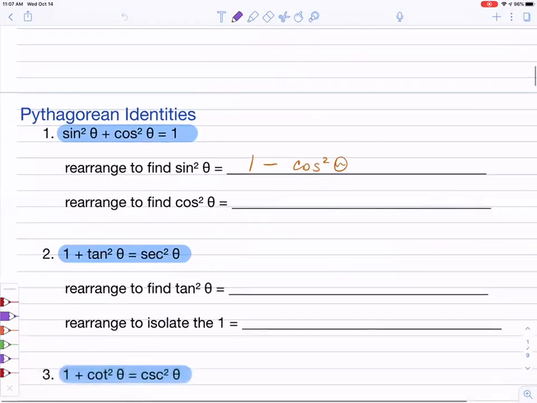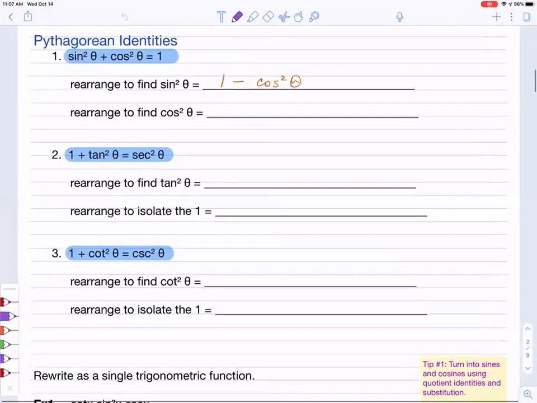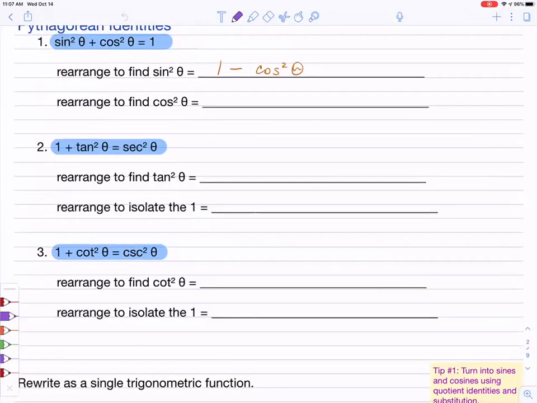So finishing up the Pythagorean identities, if you rearrange to find cosine squared, what do you get? 1 minus sine squared. By the way, did you hear that I'm a little lazy in my speech? I say sine squared, but I don't actually say sine squared theta.